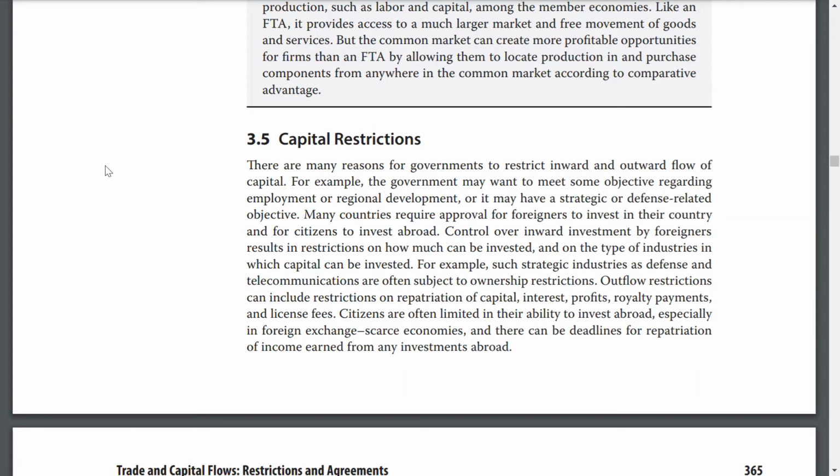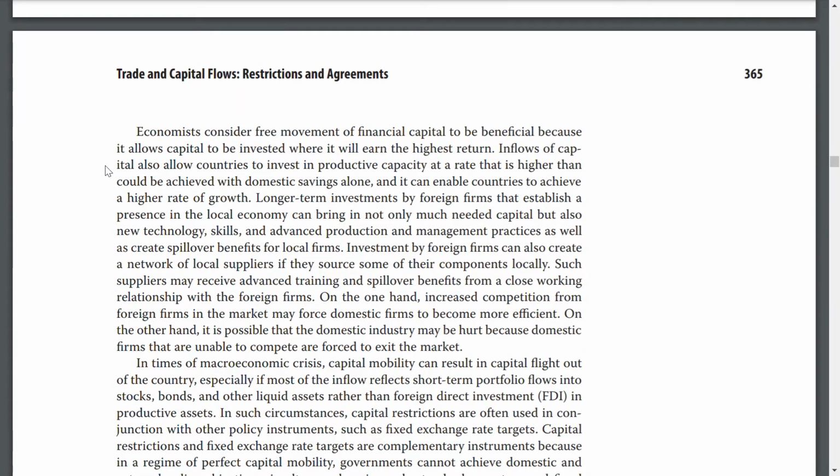Economists consider free movement of financial capital to be beneficial because it allows capital to be invested where it will earn the highest return. Inflows of capital also allow countries to invest in productive capacity at a rate that is higher than can be achieved with domestic savings alone. It can enable countries to achieve a higher rate of growth.